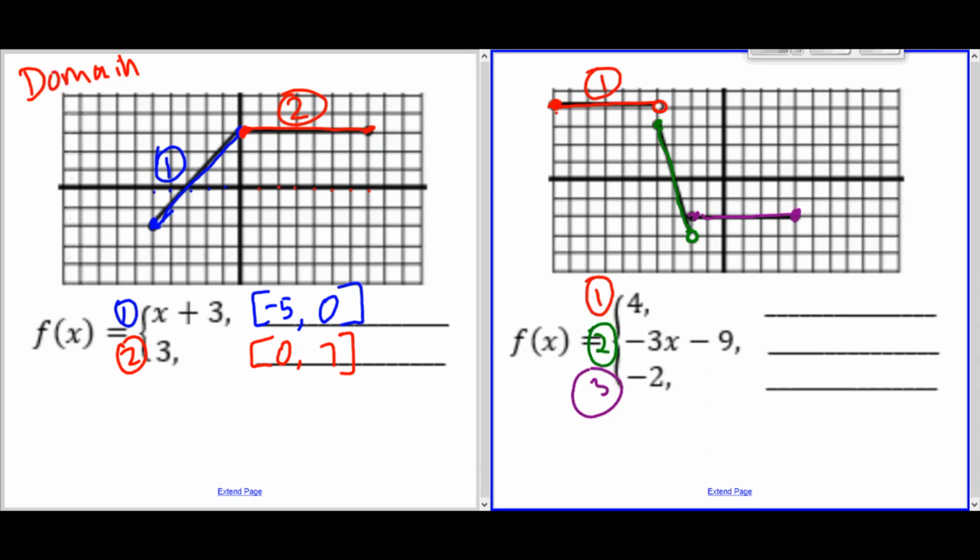For this one, please find the domain. Pause the video and give it a try. When you unpause it, I'll have worked it out for you.